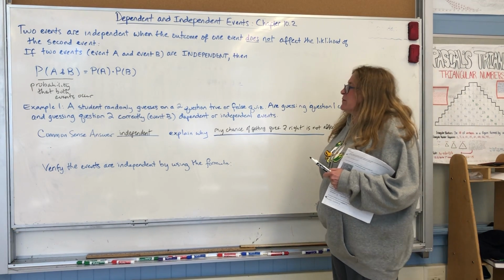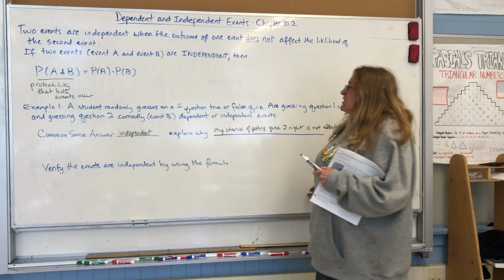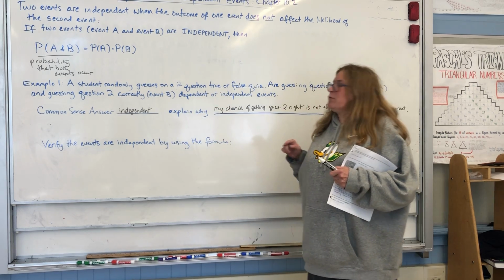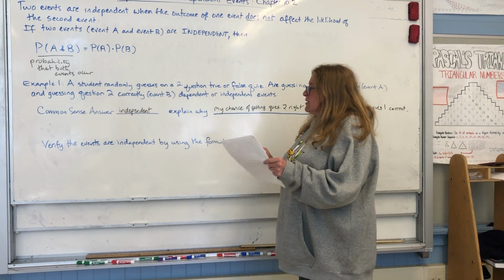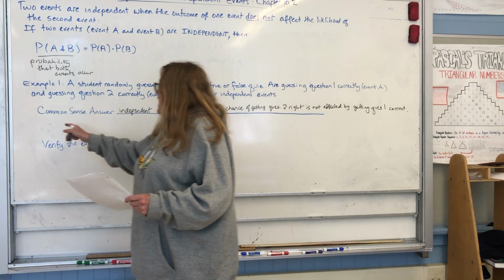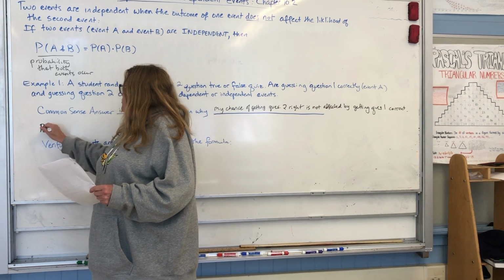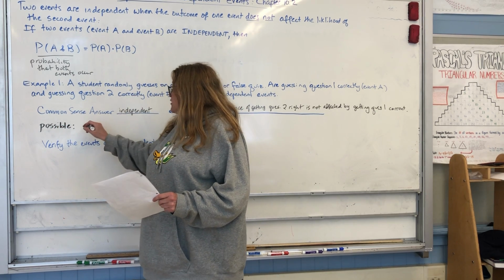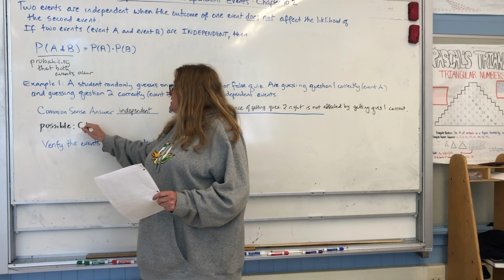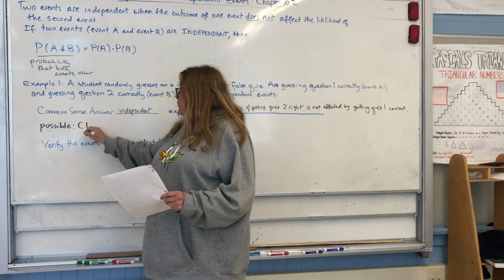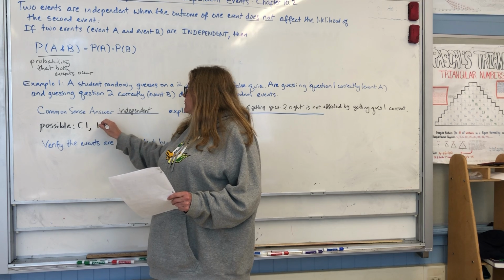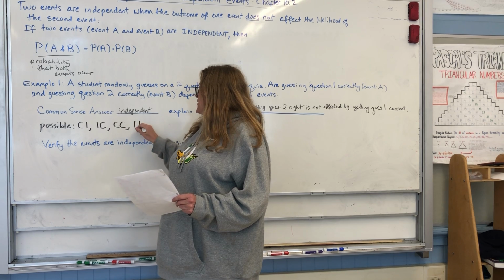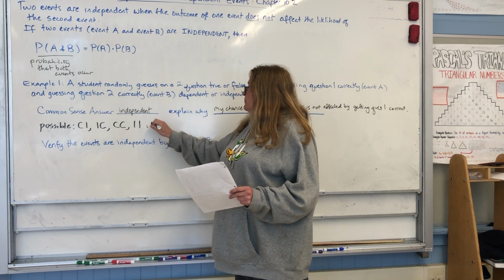Okay, so let's use our formula to determine or prove that we were right with our common sense. So what I want to do first is write out the possible outcomes, the possible ways that the student could have guessed the questions. Well, the student could have guessed the first one correct and the second one incorrect, right? Or they could have guessed the first one incorrect and the second one correct. Or they could have gotten both of them correct or both of them incorrect, right? Those are 4 possible outcomes.